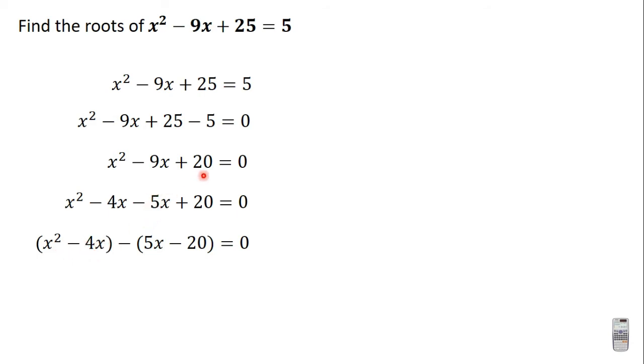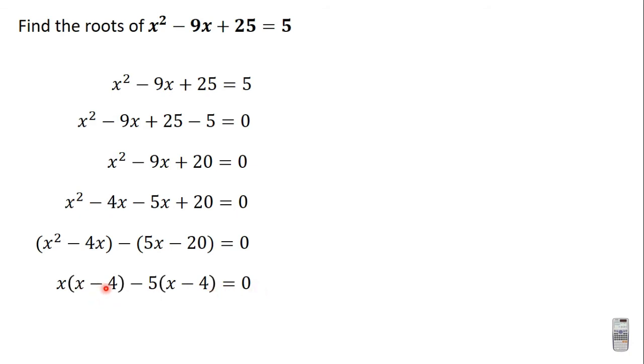When we put the bracket around the last two terms, there will be a negative sign outside the bracket. Because of this negative sign outside the brackets, the positive sign here will change to negative. So we have minus into bracket 5x minus 20 is equal to 0. x squared minus 4x. The common factor here is x. So we bring x outside the brackets, we will be left with x minus 4. 5x minus 20. The common factor is 5. So we will bring 5 outside the bracket into bracket x minus 4, and this is equal to 0.